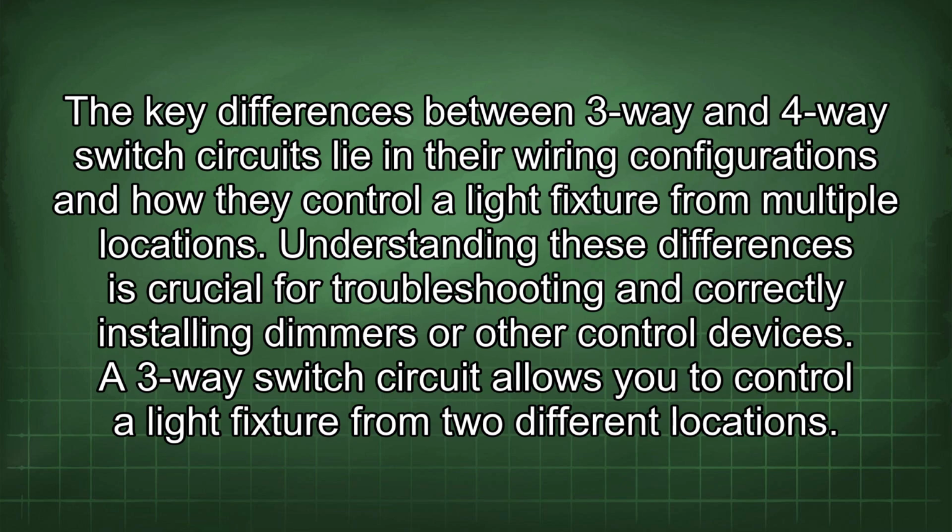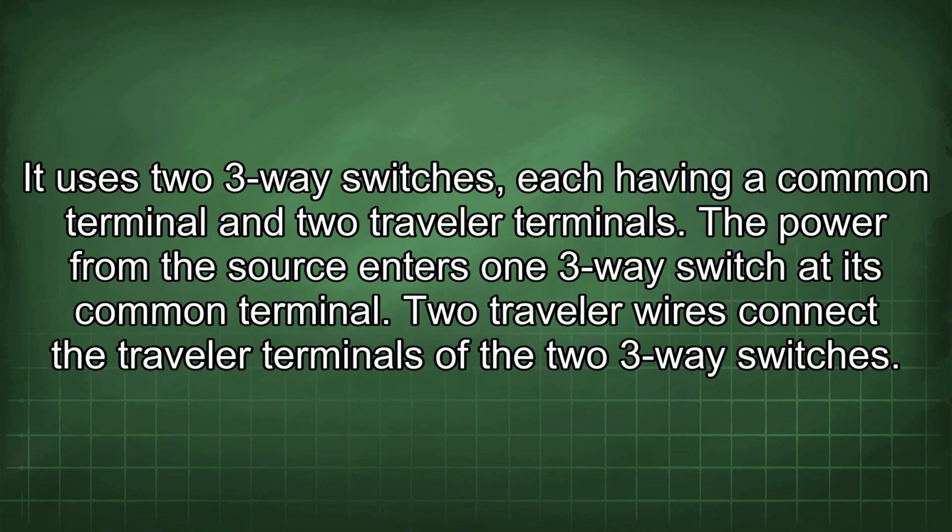The key differences between three-way and four-way switch circuits lie in their wiring configurations and how they control a light fixture from multiple locations. Understanding these differences is crucial for troubleshooting and correctly installing dimmers or other control devices. A three-way switch circuit allows you to control a light fixture from two different locations. It uses two three-way switches, each having a common terminal and two traveler terminals.